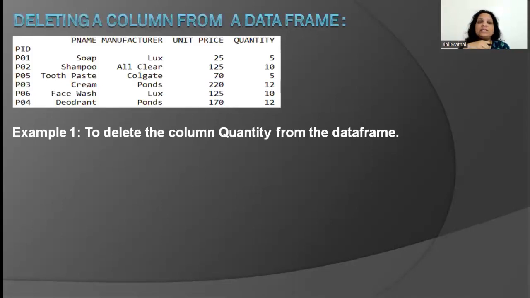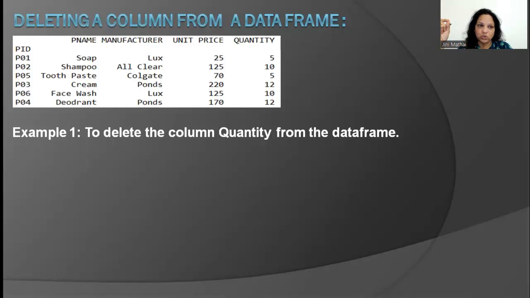First, let's learn how to delete a column from a data frame. Whether I'm going to delete a column or a row, remember the method name I'm going to use is the same. That means it is going to be drop. Now let's see how to use it.